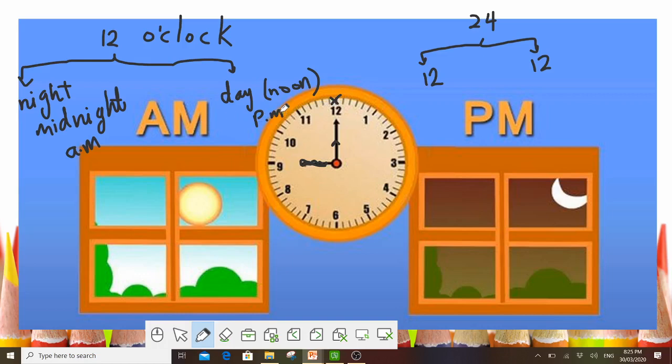12 p.m. Salah break. So we finished the a.m. at 11:59. Okay? Now start the second part. 12 p.m. Salah break.